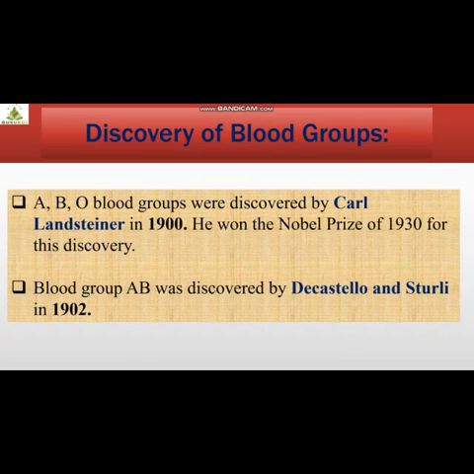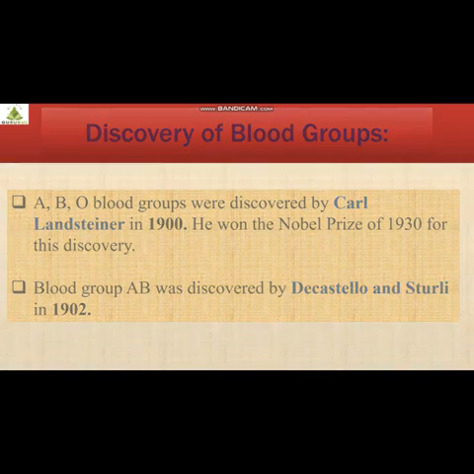Discovery of blood groups. Students, A, B, O blood groups were discovered by Karl Landsteiner in 1900. He won the Nobel Prize in 1930 for this discovery. So what is the name of the scientist? Karl Landsteiner. In which year? 1900. Blood group AB was discovered by G. Castello and Sterling in 1902. So ABO was discovered by Karl Landsteiner and AB was discovered by G. Castello and Sterling.